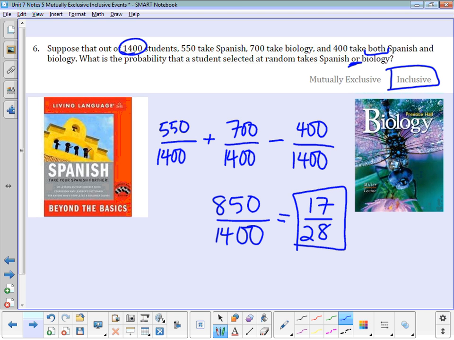Okay, so there's the inclusion part of it. Since there were people that were counted in both categories, I had to take them away because I can't count the same person twice. I want you to pause the video and see if you can figure out number 7 on your own.